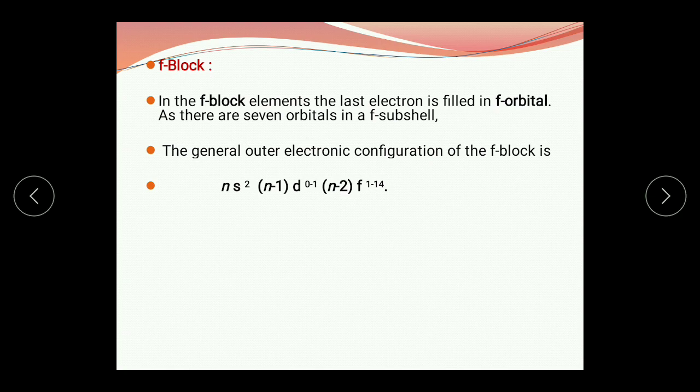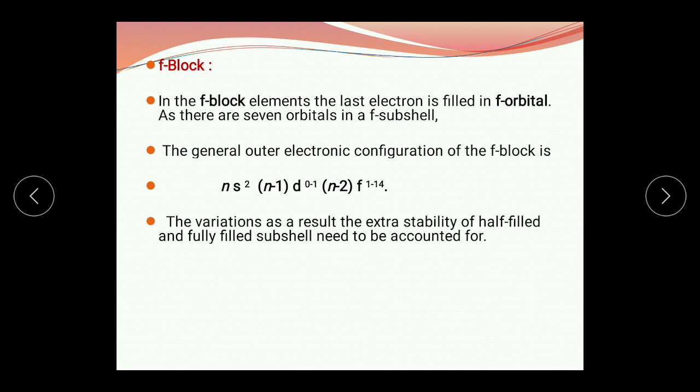F block, as we know, is placed below the periodic table in 2 horizontal rows containing 14 elements each, because there are 4f and 5f sublevels. 4f will be filled when 5d and 6s are filled. 6s has less energy than 5d, and 5d has less energy than 4f. Hence, when 4f starts filling up, before that 5d and 6s are already filled.